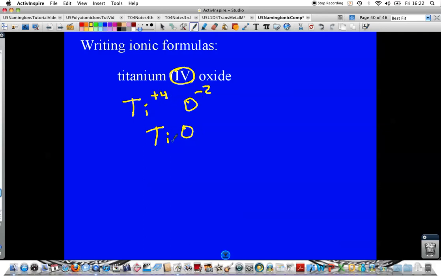So if I do the crisscross, I get Ti2O4, and that's incorrect because for ionic compounds, you have to reduce the formulas down to the lowest form. It's the simplest ratio of positive ion to negative ion, so that wouldn't work. I could reduce that down, divide both of the subscripts by 2 and get TiO2, and that would be correct. Or I could just look at that and say, well, how many oxides do I need to give me a -4? Well, obviously I just need 2 of them, so it'd be TiO2.